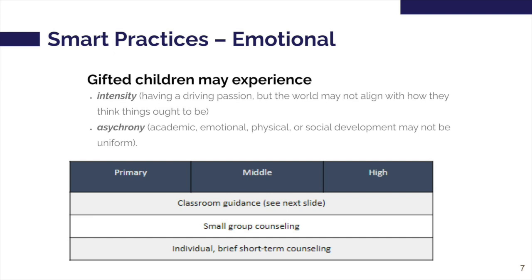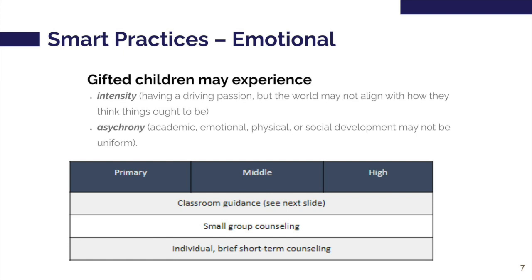Asynchrony is common. So this is where if you have a child who is extremely gifted cognitively, they may not have the social emotional intelligence that is as high as their cognitive ability. So people sometimes mistake that they will be just as mature as they are gifted in their intelligence. And that's not always the case. It doesn't always develop at the same rate.